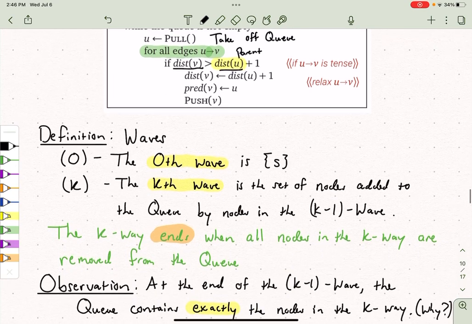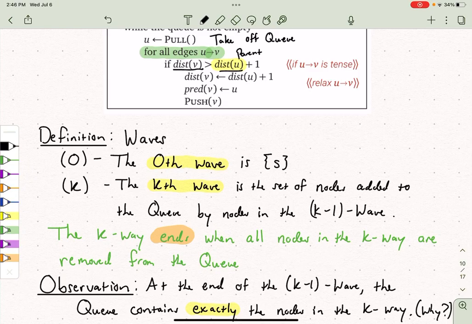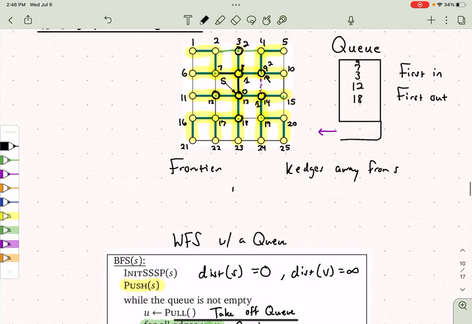So what's a wave? Well, the 0th wave is just the set containing S, because at the start, we haven't done anything yet. And the kth wave is recursively defined as the set of nodes added to the queue by nodes in the k-1 wave. So for example, the 1 wave would be equal to the set of 8, 14, 18, and 12, because in the very first step of the algorithm, once S was popped, which is from wave 0, all of these were added to the queue.